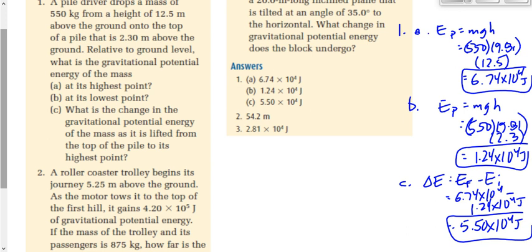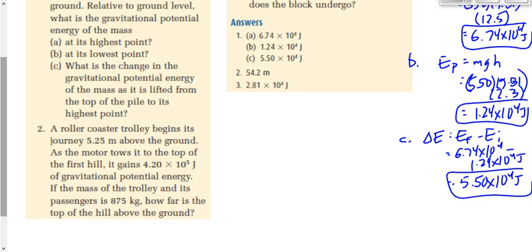If we were to solve for the potential energy lost as it fell, what do you think it would be? Negative 5.5 times 10 to the 4 joules. Let's take a look at number 2, and then we'll leave you with number 3 for a few more minutes.